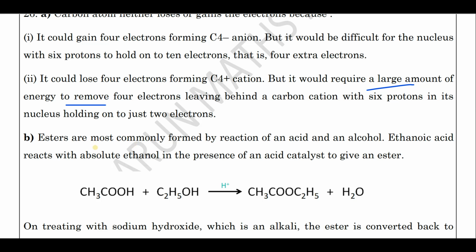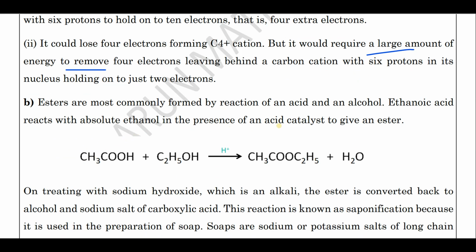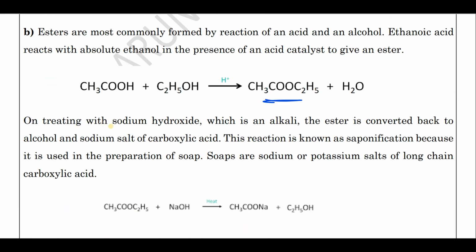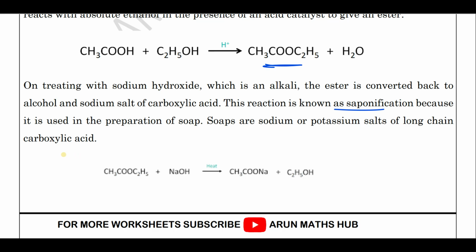Well, how are esters formed? Esters are most commonly formed by the reaction of an acid with an alcohol. Ethanoic acid reacts with absolute ethanol in the presence of an acid catalyst to give an ester. On treating with sodium hydroxide, which is an alkali, the ester is converted back to alcohol. This reaction is called saponification because it is used in the preparation of soap. Soaps are sodium or potassium salts of long chain carboxylic acid.